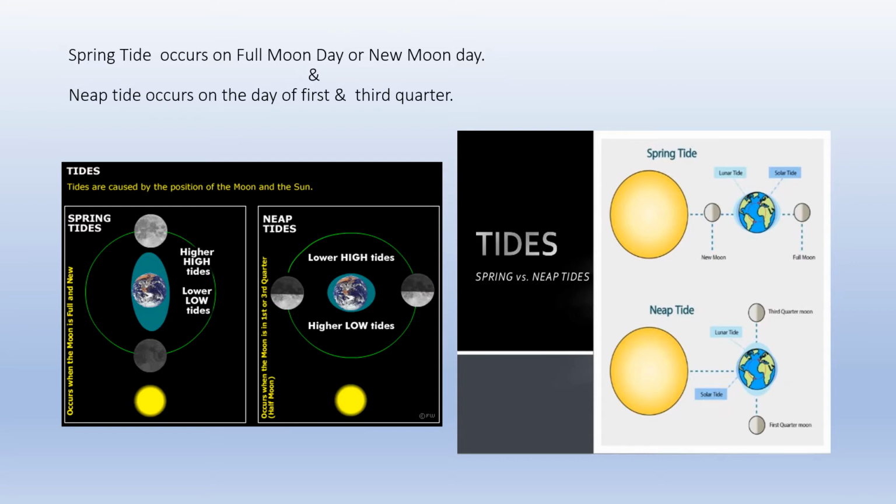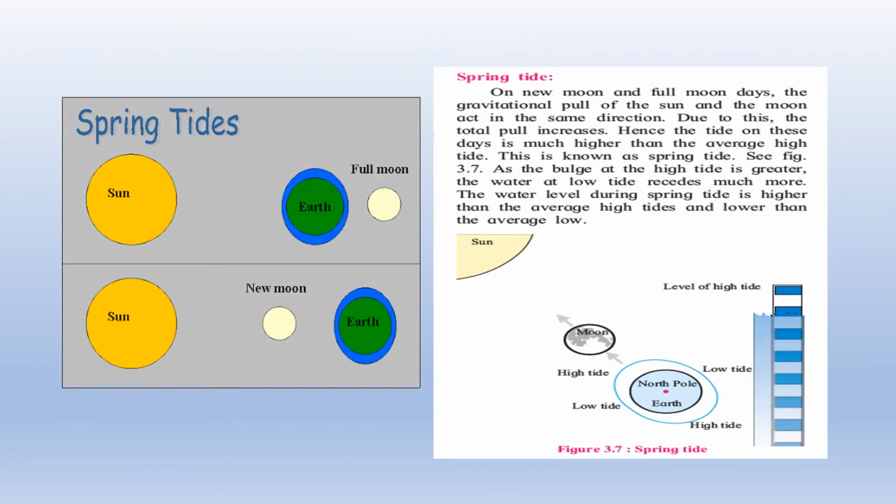Now let us examine how this spring tide looks. The diagram is from your textbook. The sun, moon and the earth are in a straight line. On the full moon day, the gravitational pull of the sun and the moon act in the same direction. Due to this, the total pull increases, hence the tide on these days is much higher than the average high tide. This is known as spring tide.